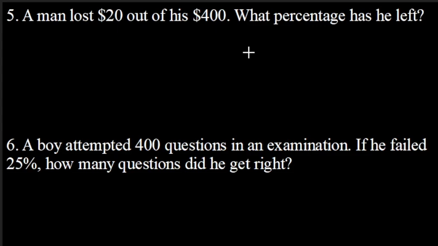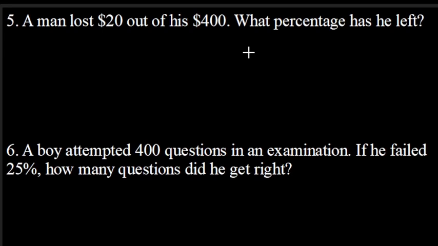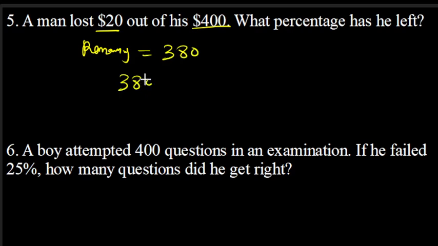Okay, for number 5, we are told that a man lost $20 out of his $400. What percentage has he left? Okay, you know that he lost $20, right? So if he lost $20, then the remaining money will be 380, right? So the percentage of money left will be 380 over 400 times 100 over 1.